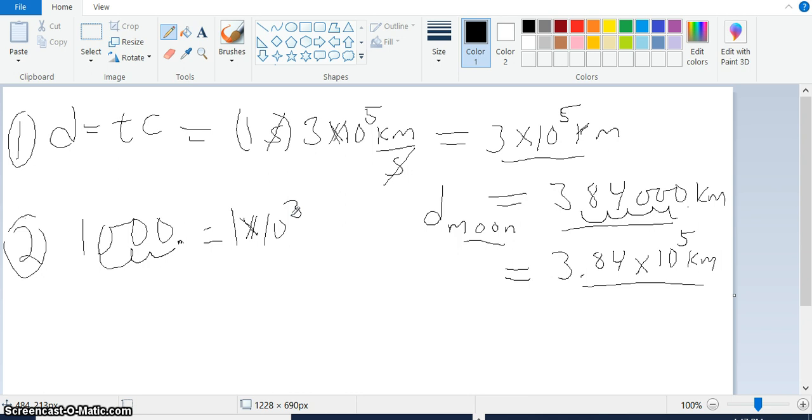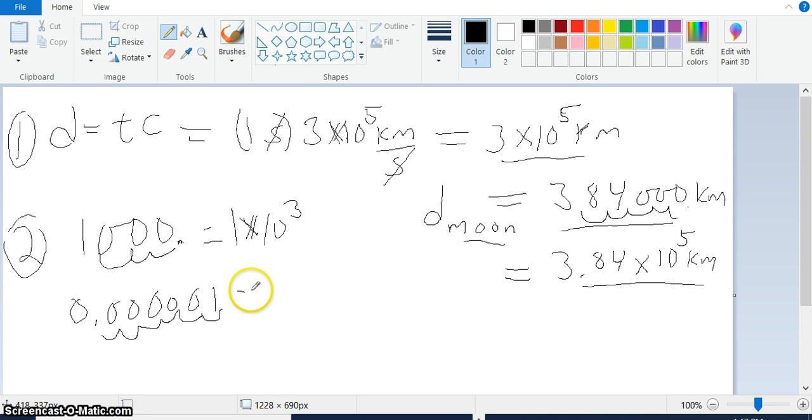The next one is 0.000, I've got to count the zeros here. 1, 2, 3, 4, 5, and then a 1. All right, so it says to rewrite this in scientific notation. To write it, basically I've got to move the decimal place behind the 1. So how many places am I going to move it? 1, 2, 3, 4, 5, 6, right?